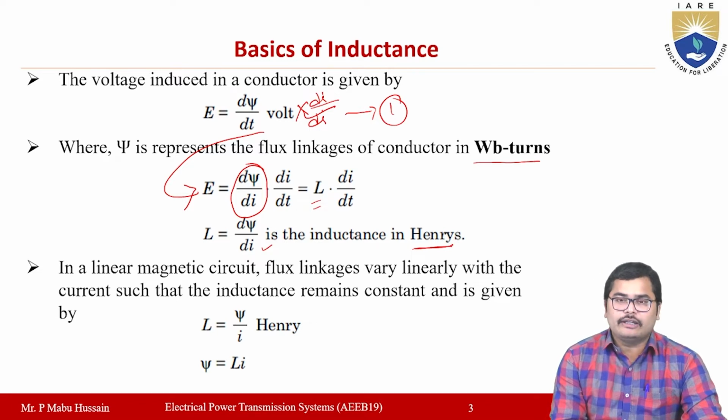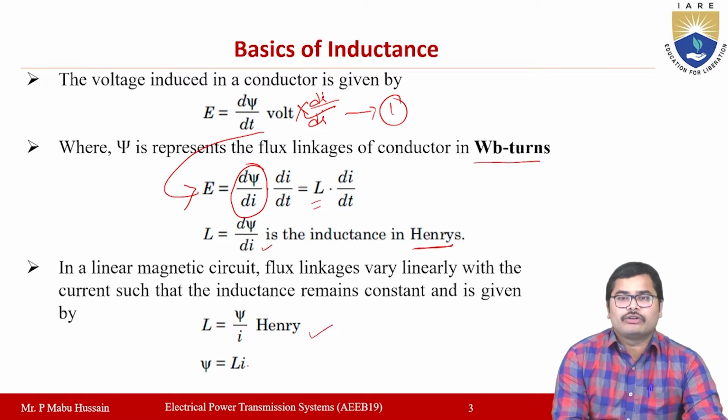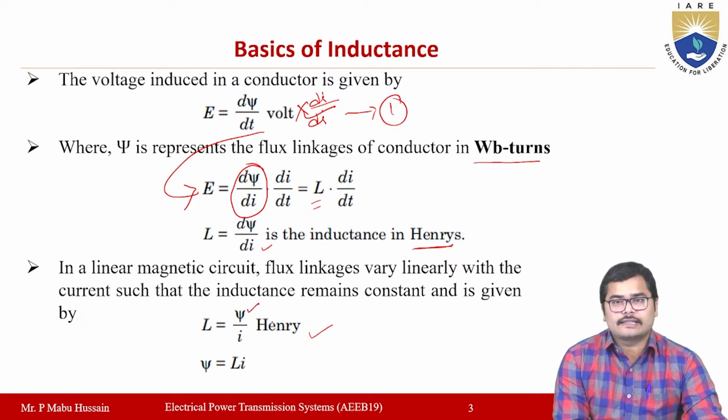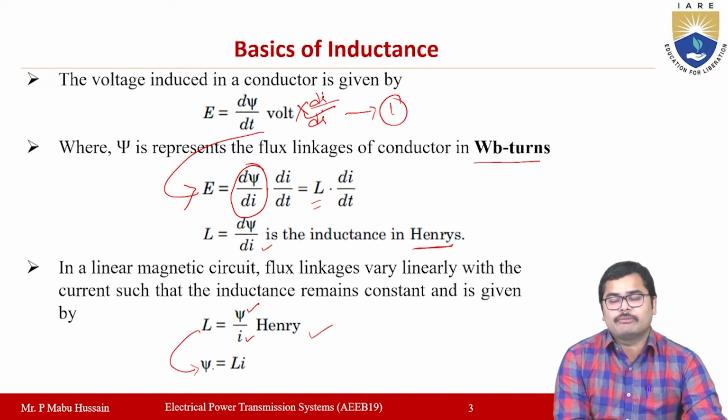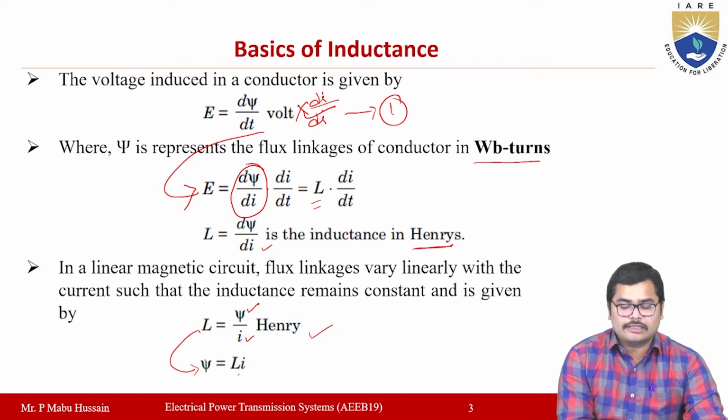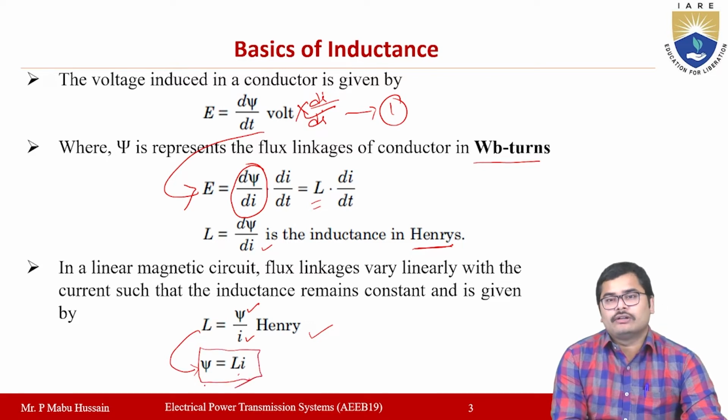Now if you are in a linear magnetic circuit, the flux linkages vary linearly with the current, such that the inductance remains constant and is given by the expression L is equal to phi by I. Here phi represents the flux linkages and I represents the current flowing through the conductor. From this expression, the flux linkages phi can be written as L into I. This is the expression we must remember for getting the inductance equation for a single conductor, a single phase line or a 3-phase line.